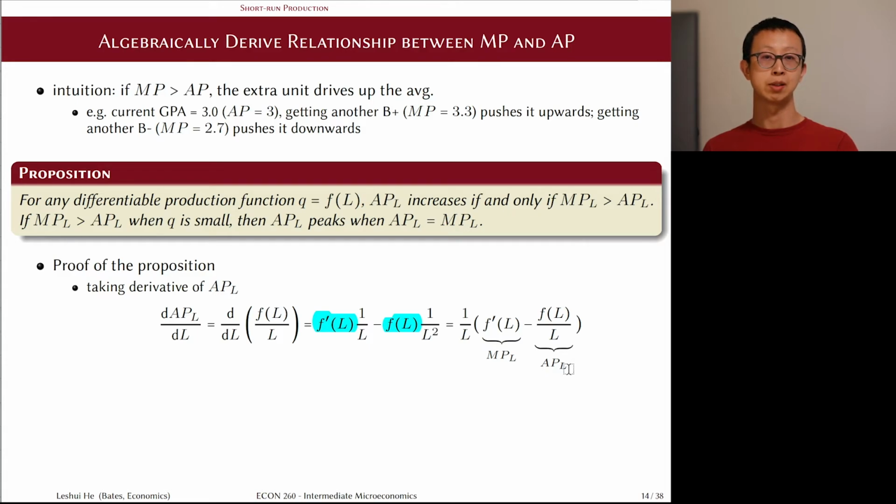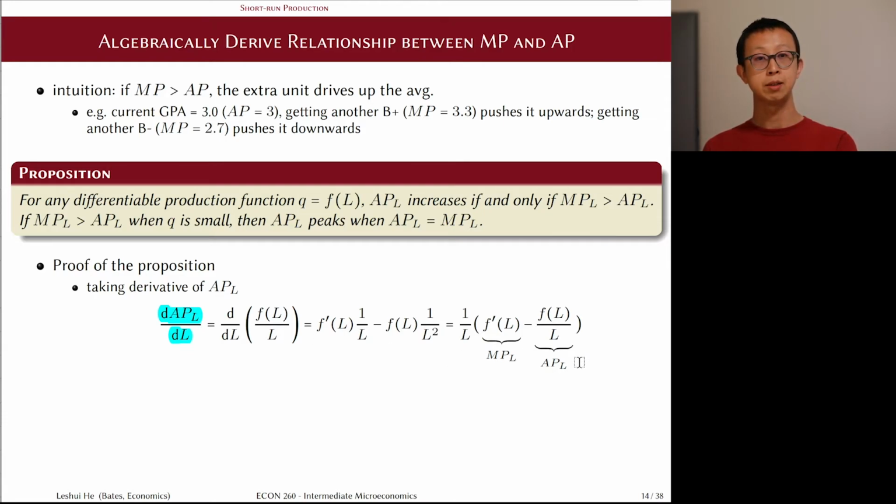Now let's try to think about the sign of this expression a little bit. We know that 1 over L is definitely positive, because L is just a positive amount of labor input. So the sign of this expression, or the sign of the derivative, just depends on these two terms within the parentheses. If the marginal product is bigger than the average product, then the derivative is going to have a positive sign, meaning that when we have higher labor inputs, the average product is going to increase.